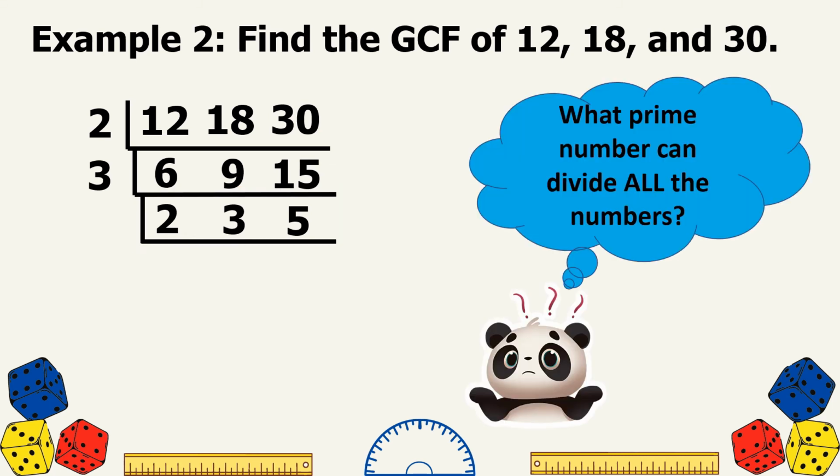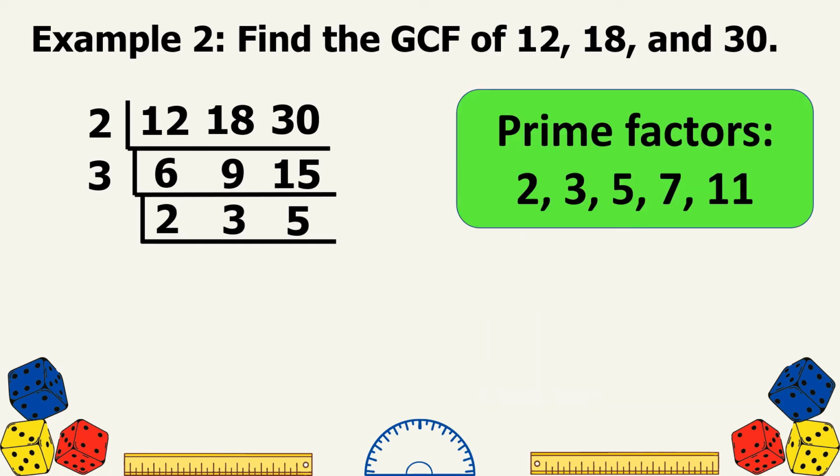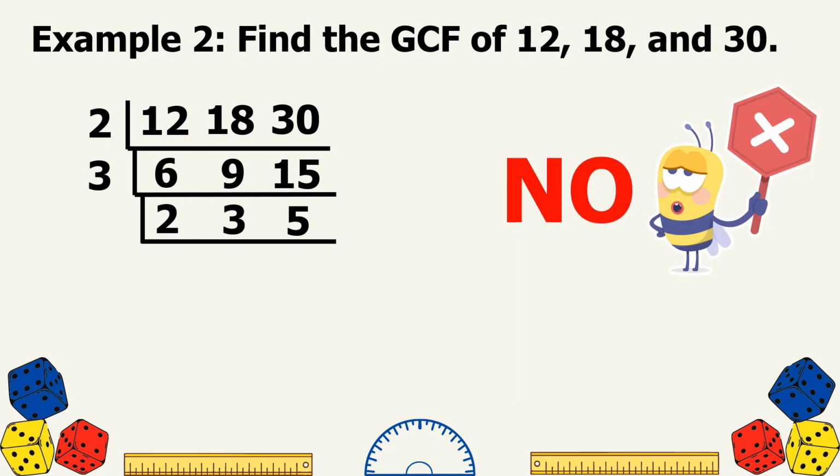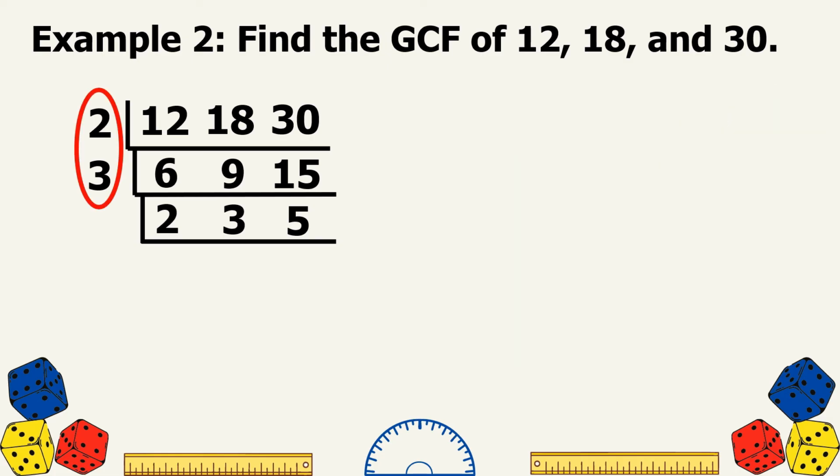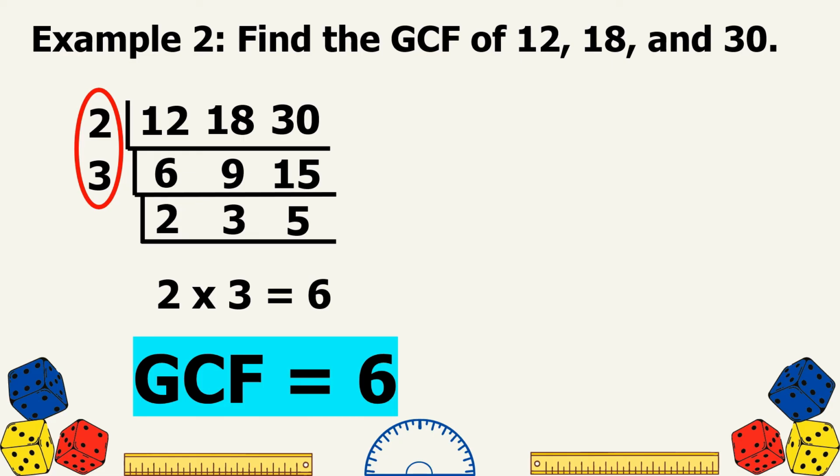The remaining numbers now are 2, 3, and 5. Now, what prime number can divide all of the remaining numbers? Let us see again from these 5 prime numbers if any of them can divide 2, 3, and 5 without a remainder. And no, we don't have any prime number that can divide the 3 remaining numbers. So this means we will now stop dividing. Next to do is to take the numbers on the side and we will multiply them. So 2 times 3 equals 6. So the GCF of 12, 18, and 30 is 6.